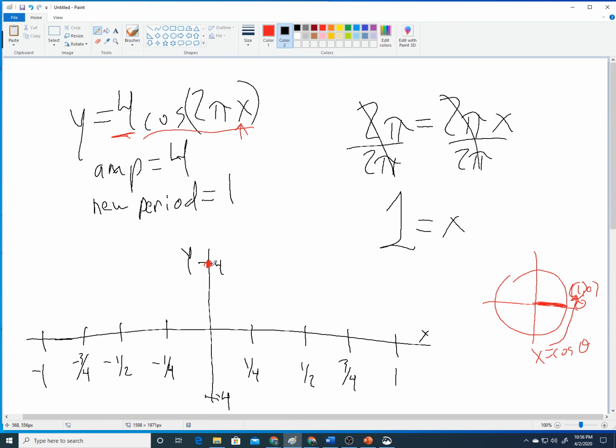Once you have that one target point, then graphing trig is just, again, as easy as alternating between minimums, maximums, and zeros. So here, here, here, here. And once you have your pattern, repeat it on the other side.